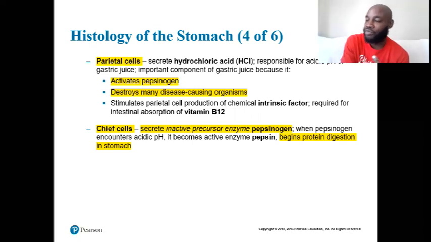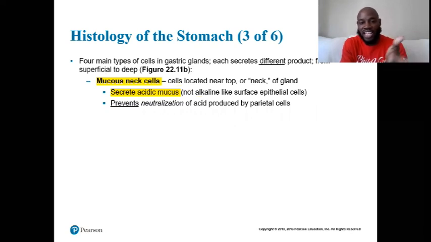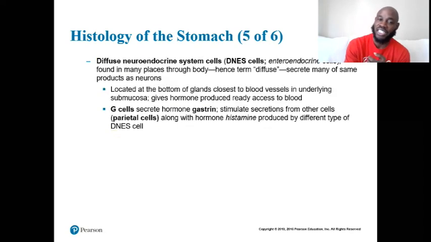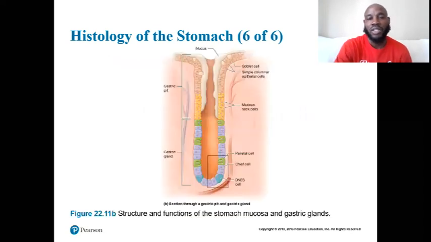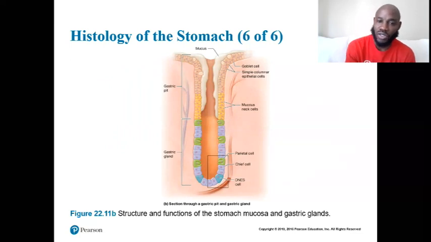And we're going to see that protein digestion is very important in the stomach. So these gastric glands are going to be very important for protein digestion. Right? So these are the different cells. Mucus at the top to protect the stomach, gastric pit, gastric glands, the parietal cells, the chief cells, and the DNES cells. And the mucus neck cells secrete the mucus.